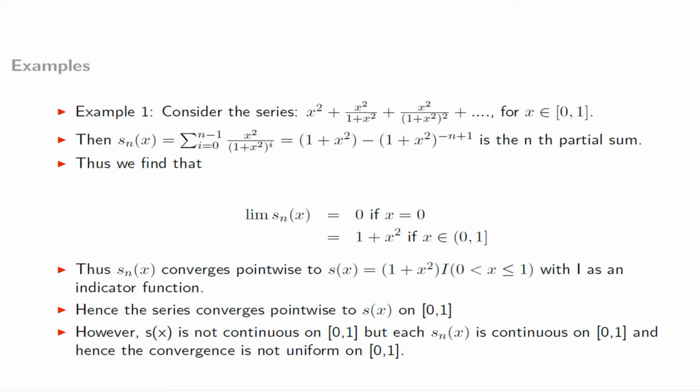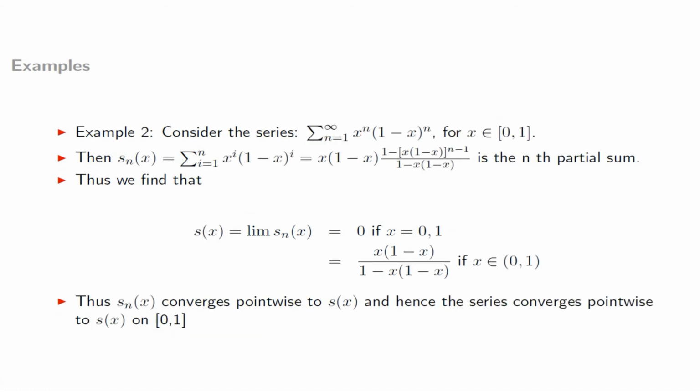Hence, the series converges pointwise to s(x) on the closed interval [0, 1]. However, s(x) is not continuous on the closed interval, but each s_n(x) is continuous on the closed interval [0, 1], and hence, as we have seen from the consequences of uniform convergence, here the convergence is not uniform over the unit interval 0 to 1.